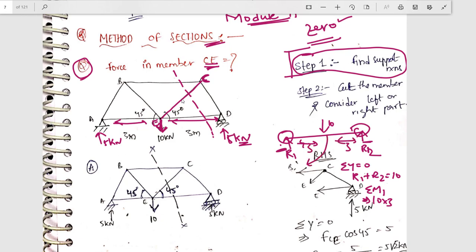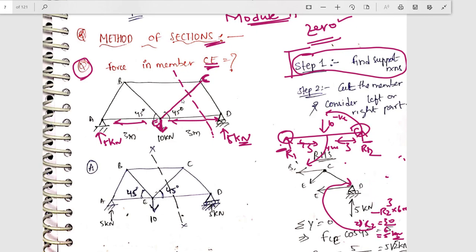This is a clockwise moment. So I'm assuming clockwise moment as positive and anti-clockwise moment as negative. Okay. So what will I be getting? 10 into 3 minus R2 into 6 is equal to 0. So what is my R2 value? R2 value is 10 into 3, which is 30, divided by 6. You will be getting 5 kilonewton. If R2 value is 5 kilonewton, just substitute it in R1 plus R2. What will be your R1 value? R1 value will be 10 minus 5, which is again 5 kilonewton. Simple enough. So you can find support reactions like this using equilibrium equations.